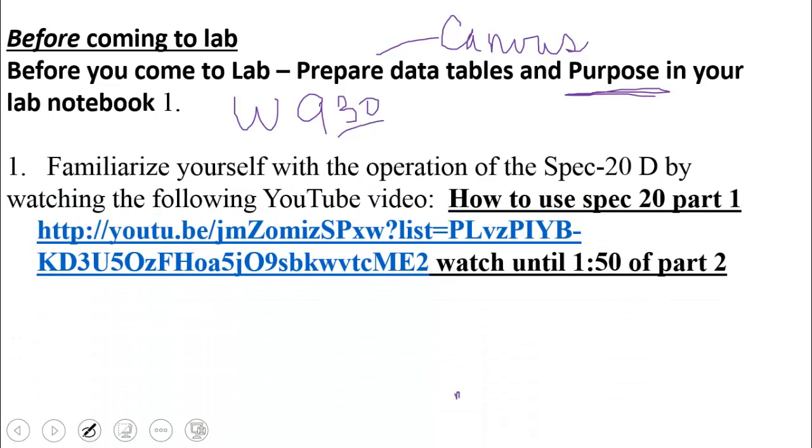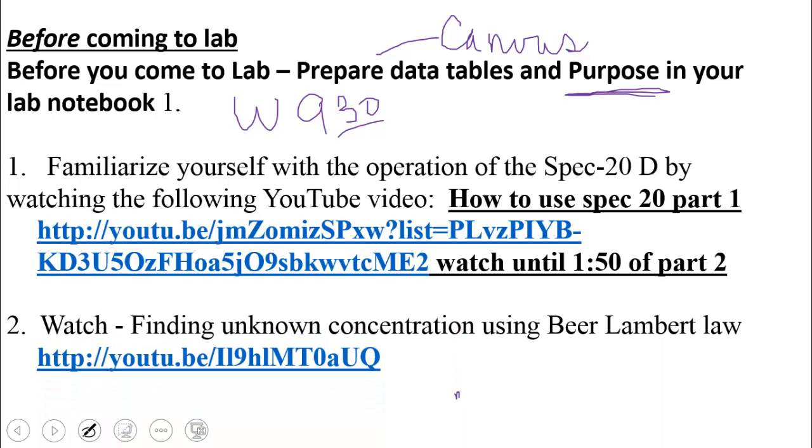Now, you do want to familiarize yourself again with the Spec 20 operation, how to set the transmittance to 100% and then the absorbance to 0%. There are a couple of different movies, and again, how to find unknown concentrations using the Beer-Lambert law.